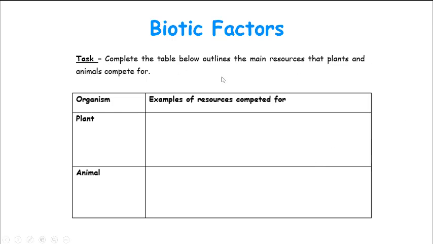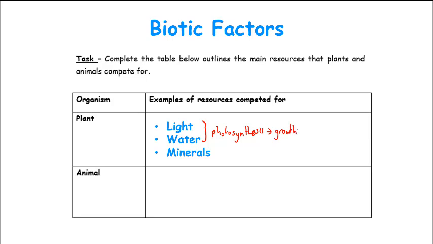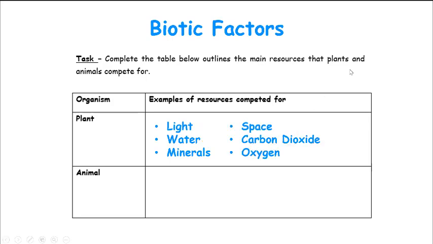So if we're looking at this, these are the things which plants might compete for. They might compete for light and water, and both of these are used for photosynthesis and used as a result for growth. They might also compete for minerals, which we'll talk about later on, and we'll talk about things like magnesium and calcium. They might also compete for space to grow, and carbon dioxide, which again is used in photosynthesis, and they might also compete for oxygen, which is used in respiration.